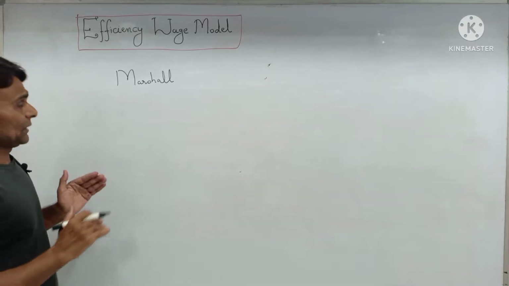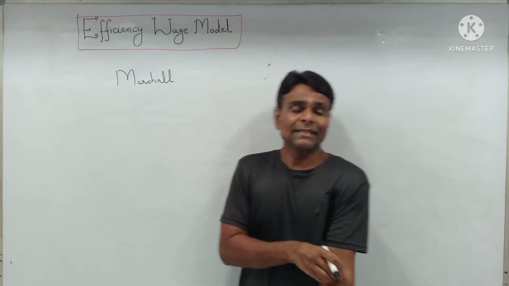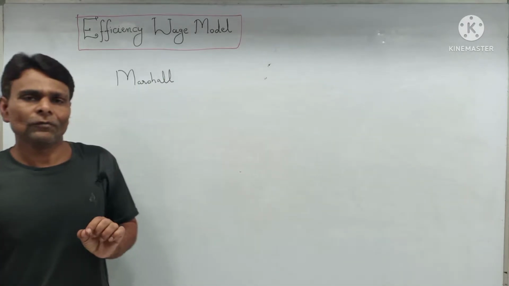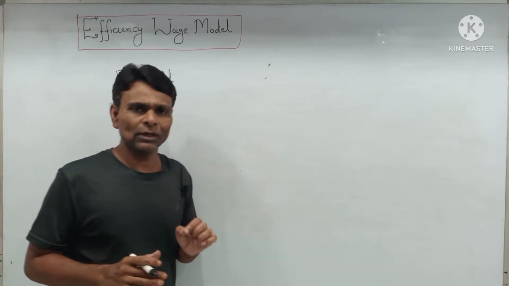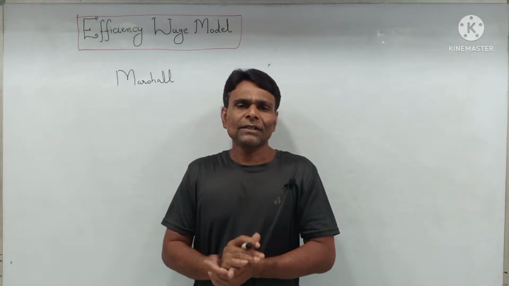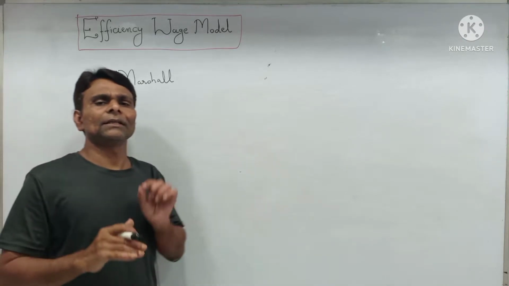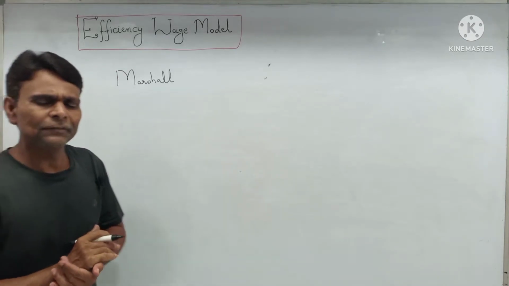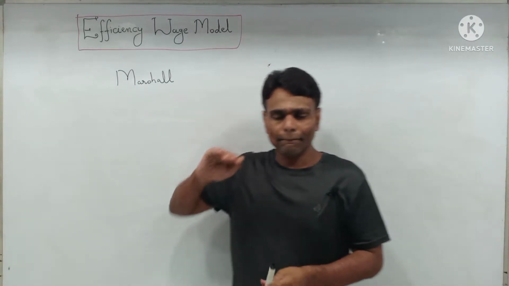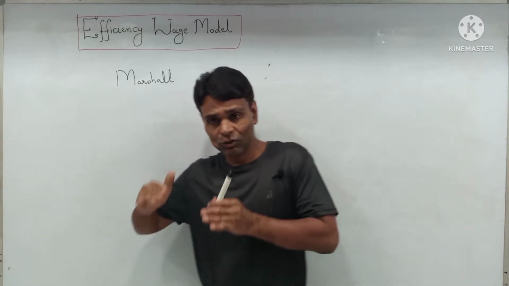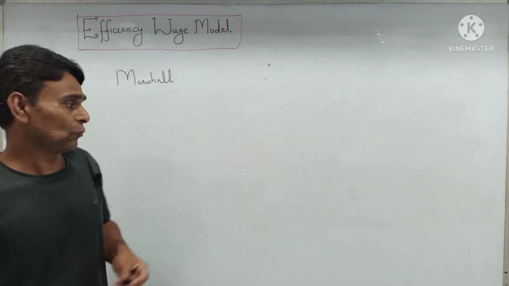Here, the efficiency-based model is the efficiency per unit of labor. According to the modern version of the efficiency-based model, a higher wage is associated with a higher level of productivity, that is, a higher level of efficiency. A firm should pay wages to workers which are above the market clearing wage.